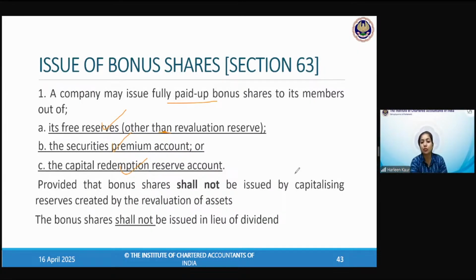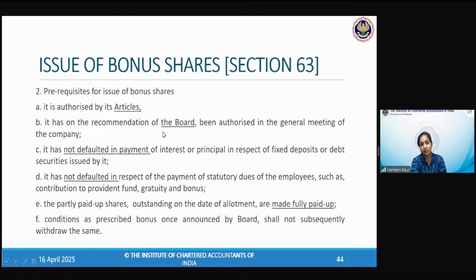Bonus shares shall not be issued out of the reserves which are created out of revaluation. So out of revaluation of assets, revaluation reserve cannot be used. Again, bonus shares shall not be issued in lieu of dividend. You cannot say that, okay, my shareholders are standing in queue waiting for the dividend, I will not give you the dividend, I will give you bonus shares instead. That is again not allowed. If you're issuing bonus shares, they can never be in lieu of dividend. Dividend is separate. Bonus shares are separate.